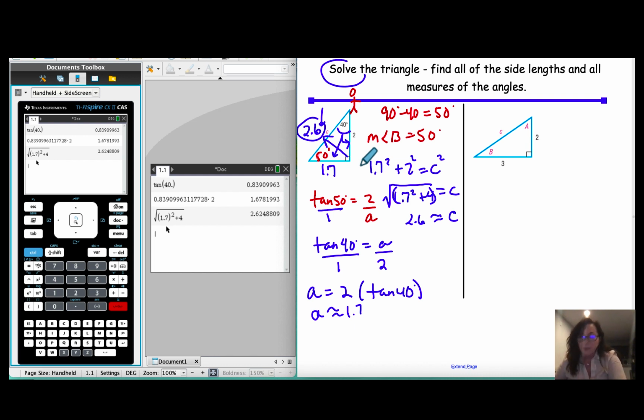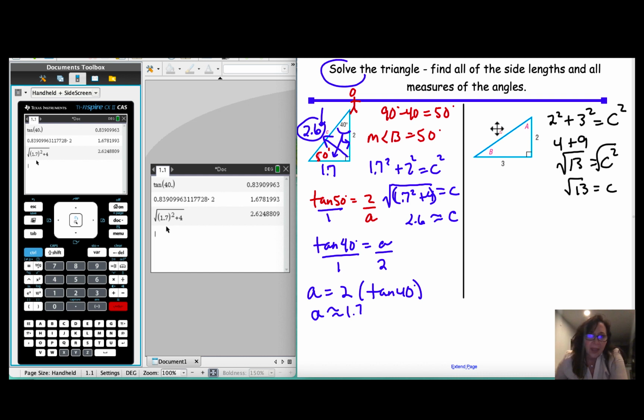So next one, we're over here, and we have to find all the sides and all the angles again. I am going to use Pythagorean theorem one more time. So I've got 2 squared plus 3 squared is equal to c squared. 2 squared is 4. 3 squared is 9. 4 plus 9 is 13. 13 is equal to c squared. I'm going to take the square root of both sides, and when I do that, I get c is equal to the square root of 13. And so that means this value right here is the square root of 13.